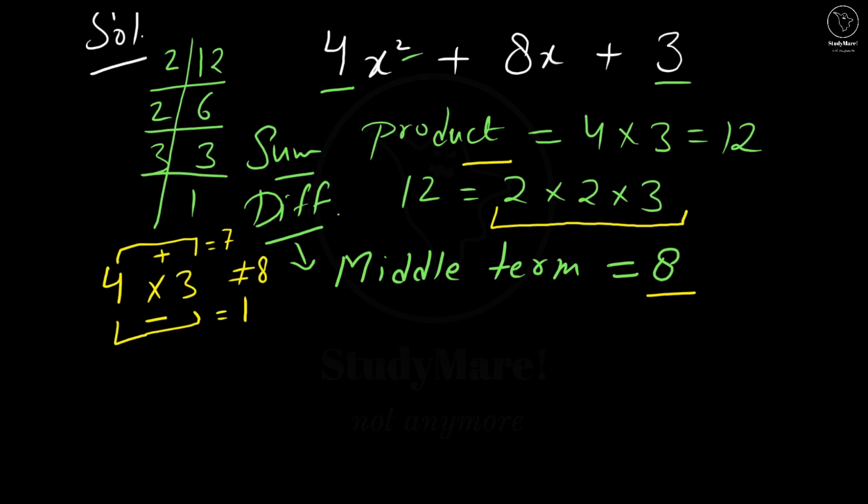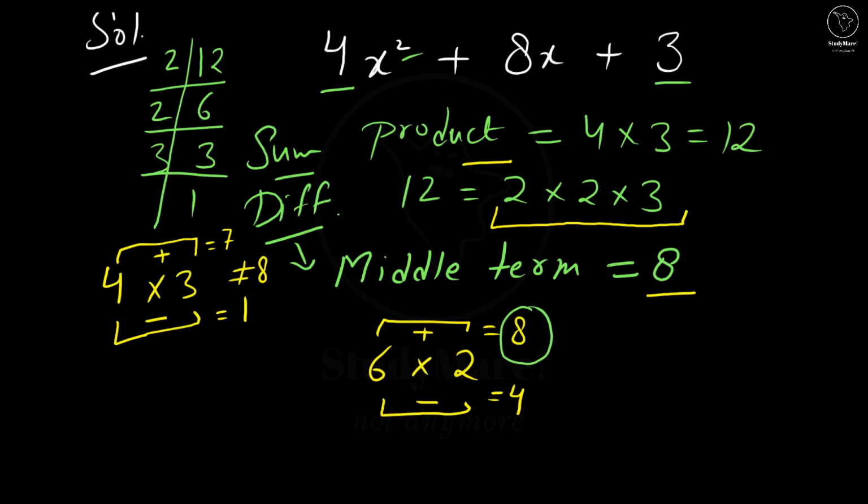Let's try the other one. We can take 2 and 3 together, thus we get 6 into 2. If we add these two terms, we get 8. If we subtract these two terms, we get 4. But what we are looking for is 8. So this combination works, and that is our trigger point or the way to split the middle term in this case. So just look at this, 8, 6 and 2.